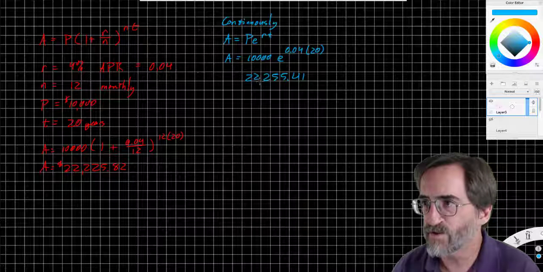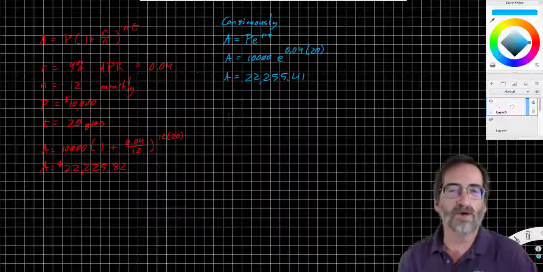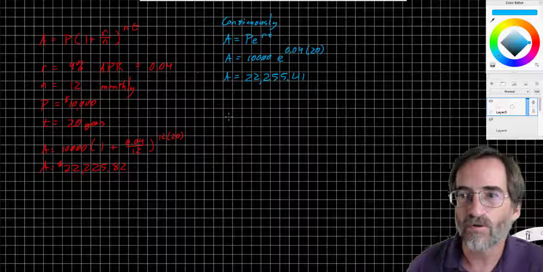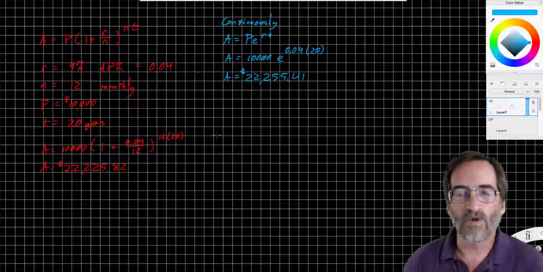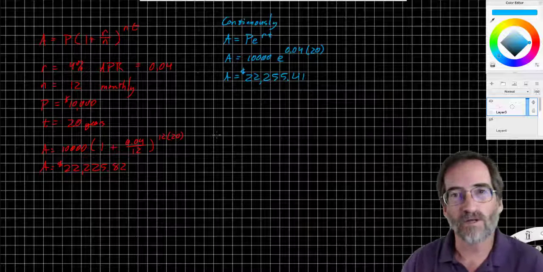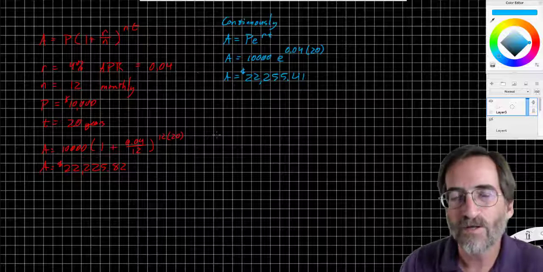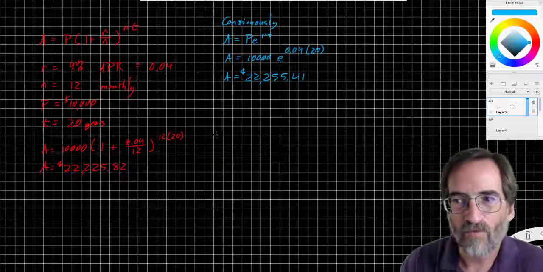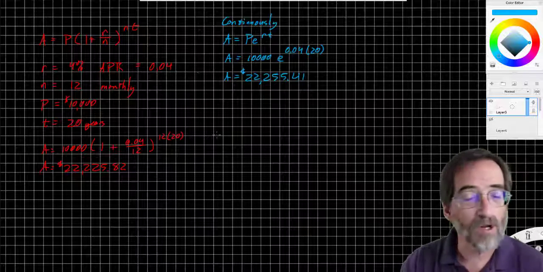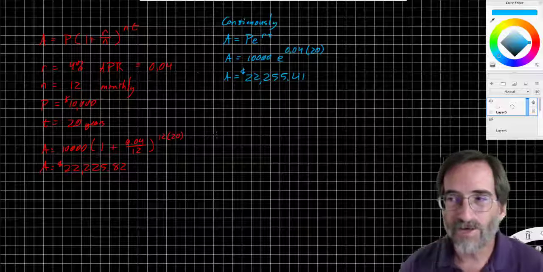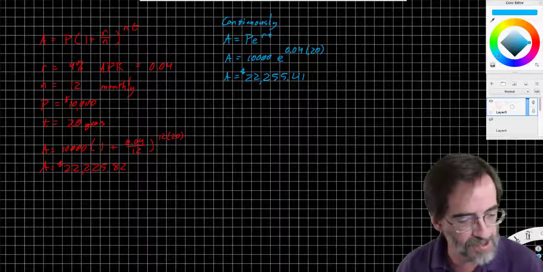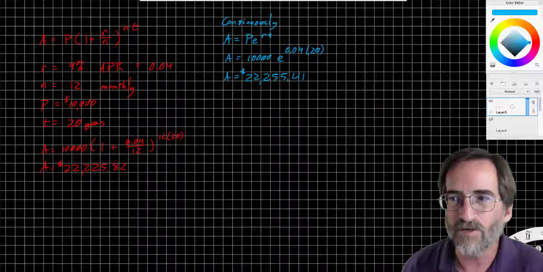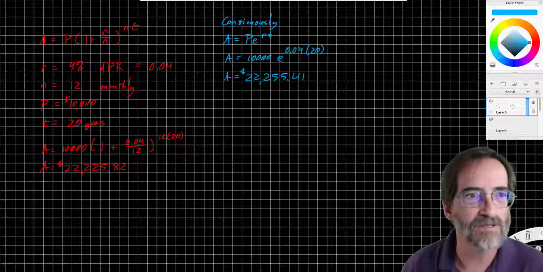$22,255.41. And you'll notice there is a bit of a difference. The continuous compounding yields just a little bit more than the periodic compounding. And generally, the greater the number of compounding periods, the greater the amount of the yield. So it goes up with more compounding periods. Not drastically, but a little bit. All right, that's pretty much a good intro to today's lesson. Take your time. There's a lot of details, a lot of information to digest.